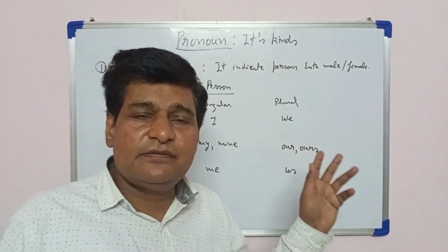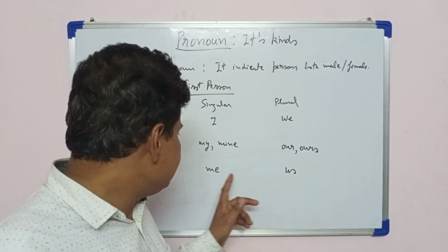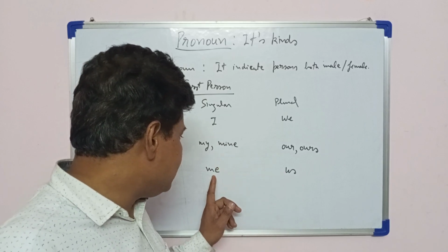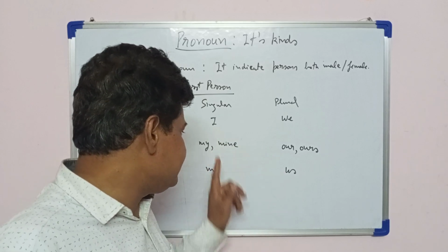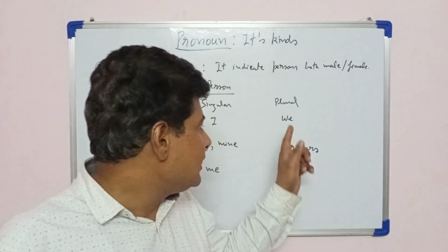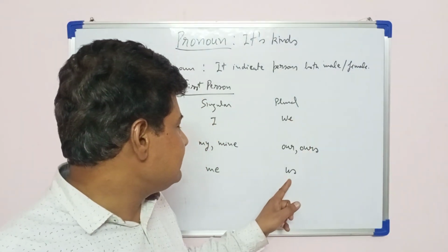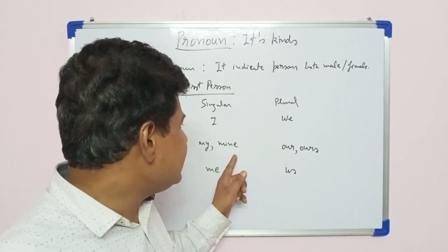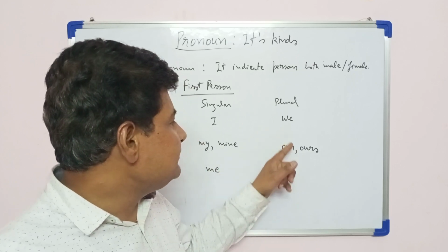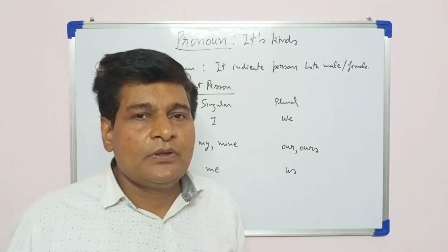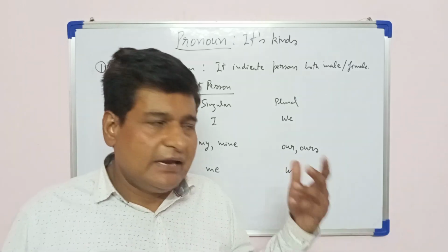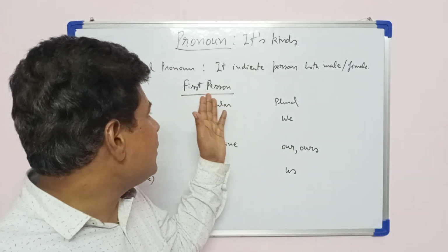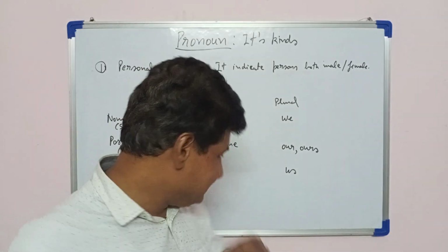There are two persons, I and we. They have their accusative or objective case me. I has me as its objective and we has us as its objective. Possessive cases of I, my and mine, and possessive case of we, our and ours. Now let's move over to the next part. That means we will talk about the second person.